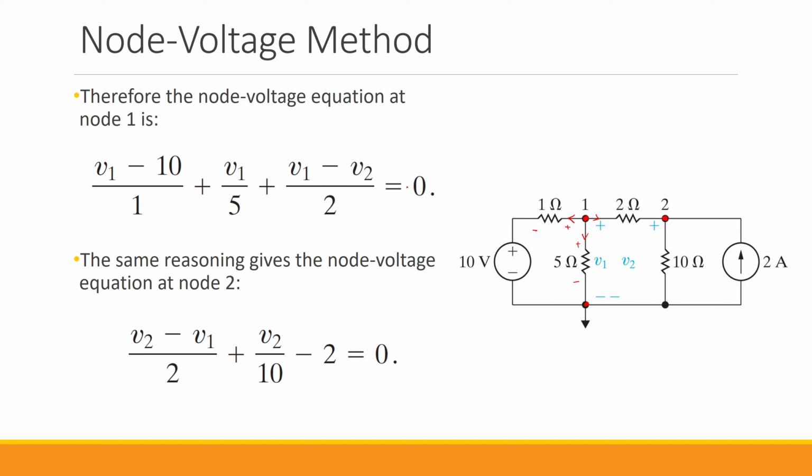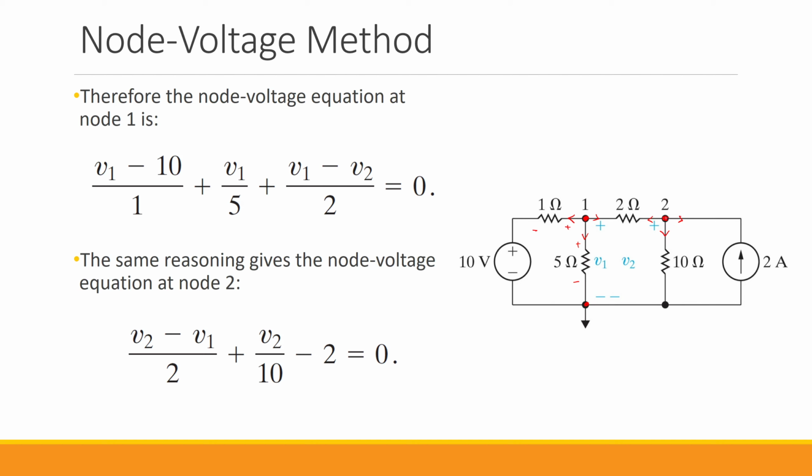Then we do the same for the second node. Again, we assume all the currents are leaving because we want everything to be consistent, right? When we considered all the currents to be leaving node 1, we came up with a plan to do it very straightforward. We do the same for this node too.